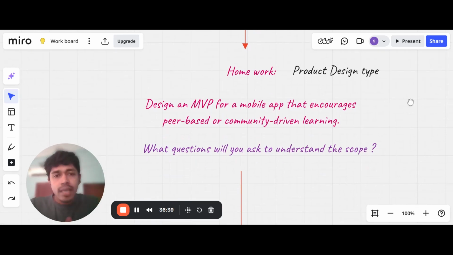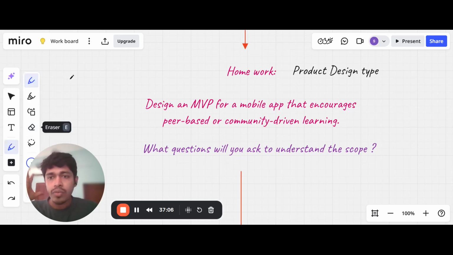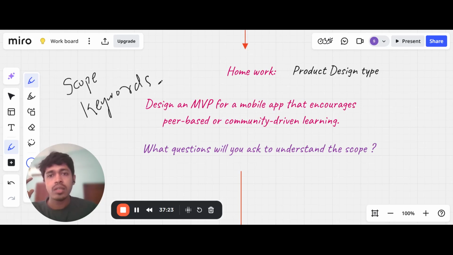Now for you guys, I'll just give you a homework. This is another problem statement, and this is a product design problem. It's basically to design an MVP for a mobile app that encourages peer-based or community-driven learning. What are the questions you will ask at the scope? How do you define the keywords? What are the keywords? This is what you have to think of. Only think of scope. Sorry for that. Think about scope and then keywords, right? And this is the homework for you guys.